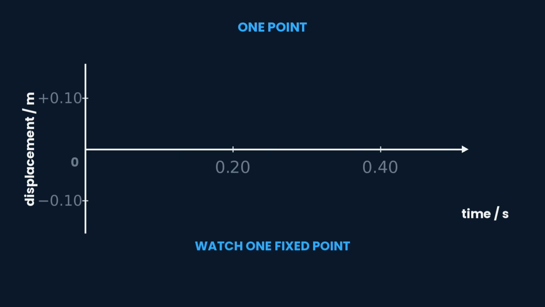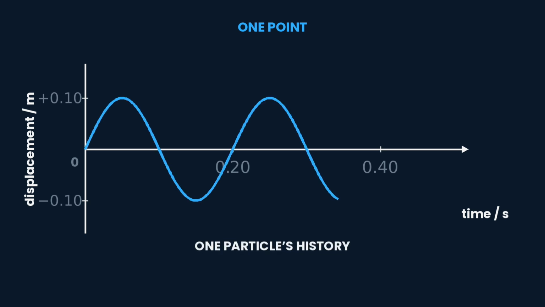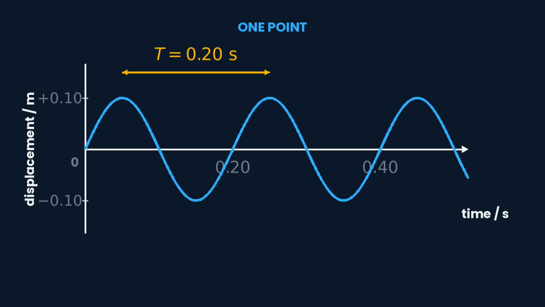Now keep one point and watch it as time passes. The horizontal axis changes from distance to time. This displacement-time graph is one particle's history. The time taken for the motion to repeat is the period, T. Frequency f is the number of oscillations each second, so f equals 1 over T.